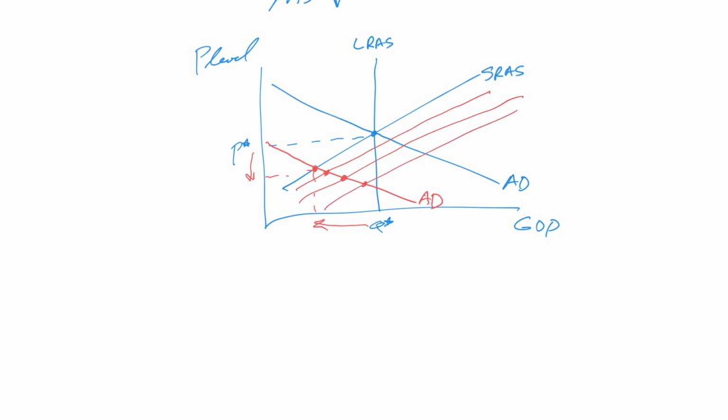And over time, gradually, we're back at full employment. Right here, we're back at full employment, the natural rate of output, but we've got a lower price level. That's what would have happened if things were just left to themselves. However, there were a couple of things that kept prices from falling, or wages, for one.